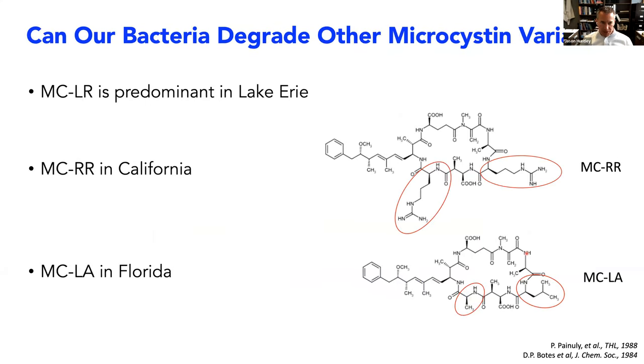I mean, thinking more globally, we have MCLR, and I won't go through the biochemistry. If some of you have questions, we can go through it. But there's over 200 different flavors, versions, or what we call congeners of microcystin. MCLR is the most dominant in Lake Erie. But for instance, I showed you that picture of San Francisco Bay. They have MCRR in California. Their cyanobacteria produce this. In Florida, in Lake Okeechobee, their cyanobacteria produce MCLA, which is shown here, and I've highlighted the variable amino acid positions.